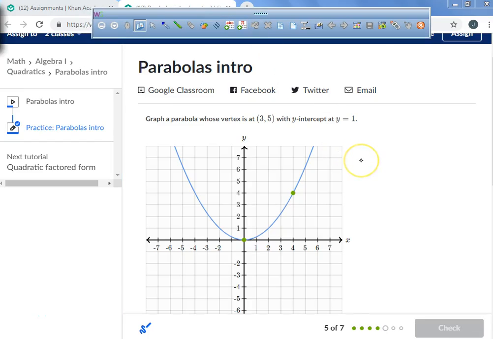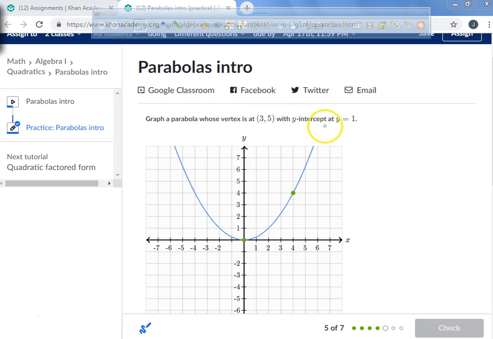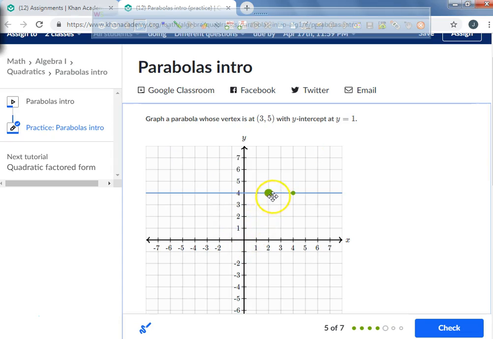Okay, so we're going to be working with some parabola problems here, showing you how to do the interactive part of Khan Academy. It says graph a parabola whose vertex is at 3, 5 with a y-intercept at y equals 1. Okay? So we've got to have a vertex where? At 3 and 5.